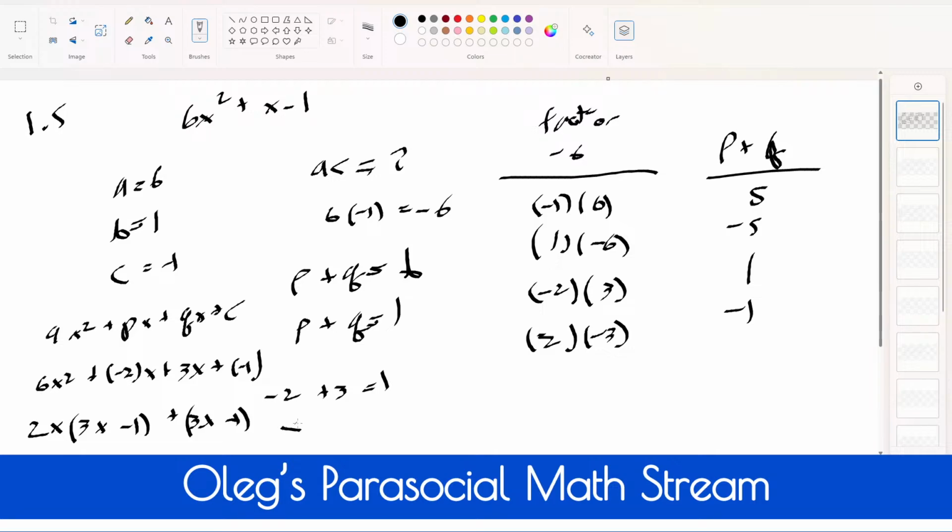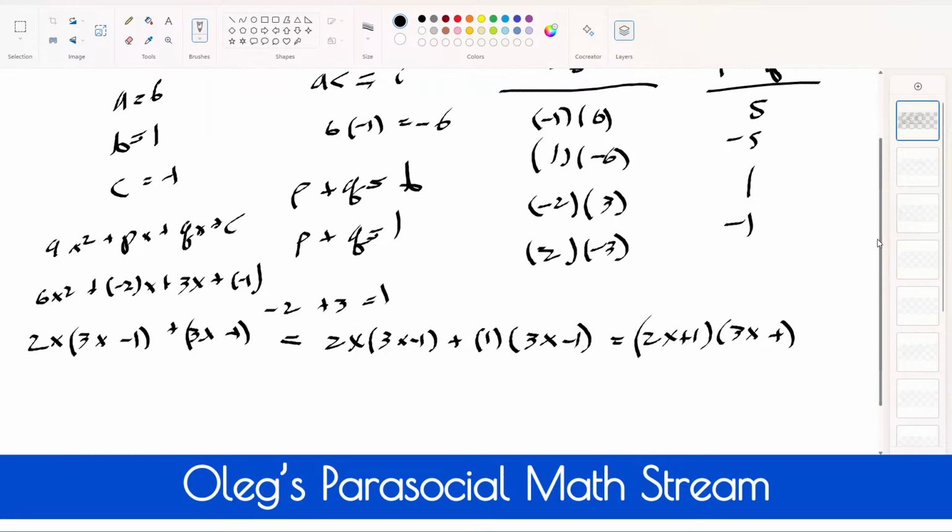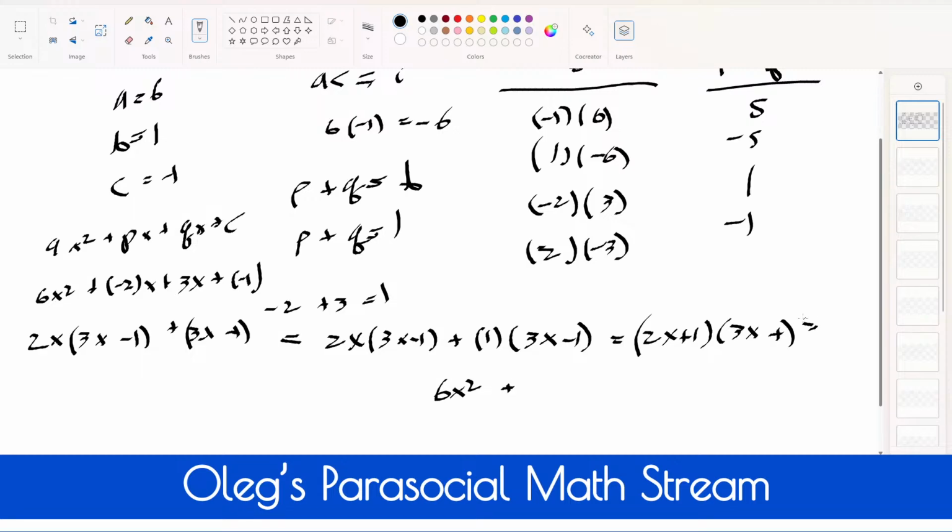So in this case, now if you're thinking, oh, what do we do from here? It's real simple. 2x times 3x minus 1 plus 1 times 3x minus 1 is the same thing as 2x plus 1 times 3x minus 1. So the 1 times 3x minus 1 gives us the same result. Let's multiply it out. So that's going to be 6x squared.